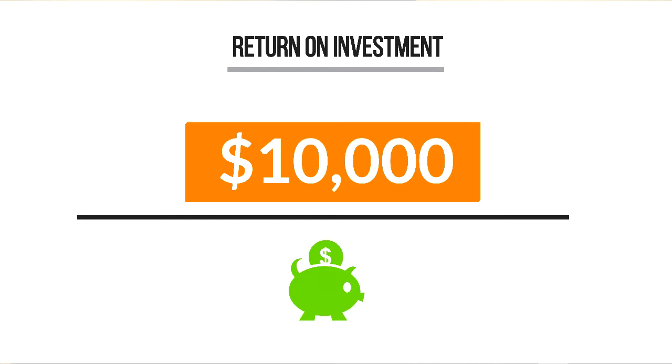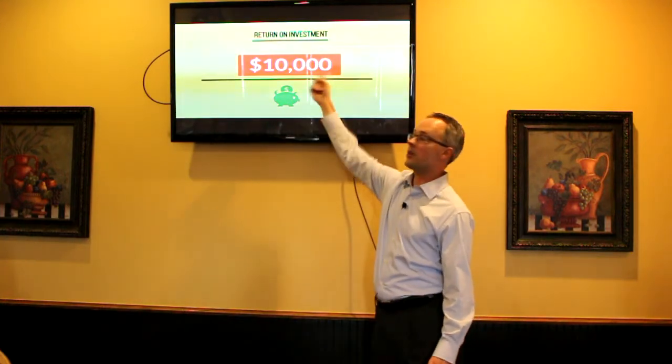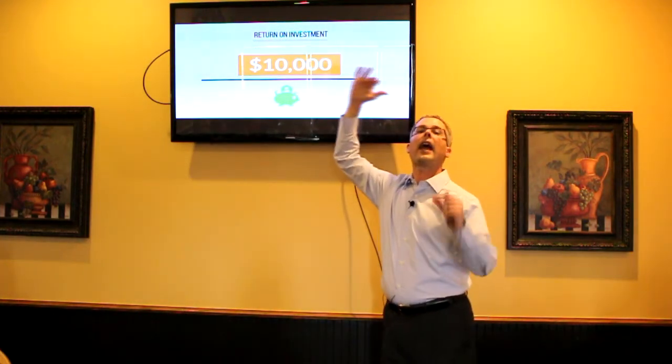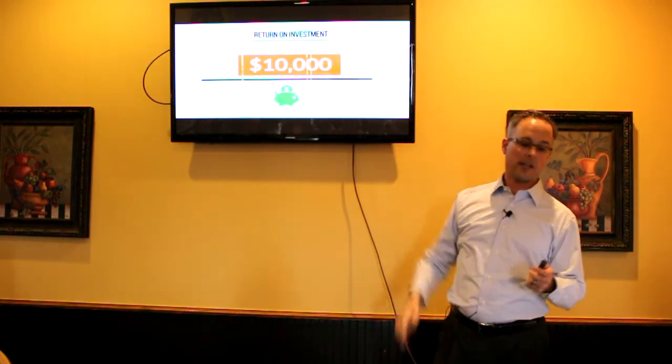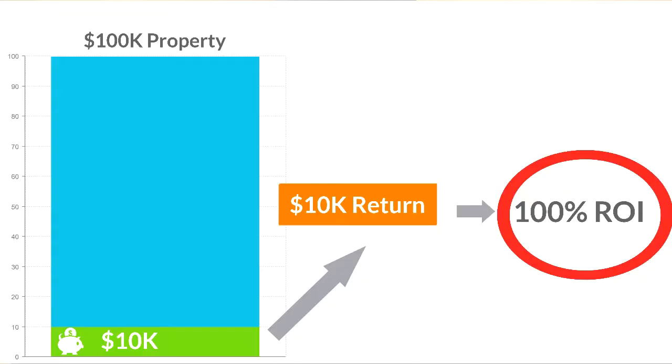You have $10,000 in return, and you have a particular investment. I'm going to show three slides where this number is going to change and this number stays the same, and the property value is going to stay the same. The only thing that's going to change is the investment, okay? $100,000 property, you have 10% down, $10,000 return, 100% ROI. Now watch, the property is going to stay the same, and this is going to stay the same.